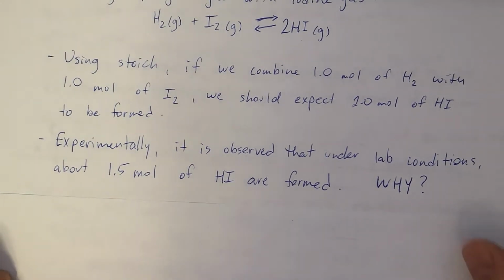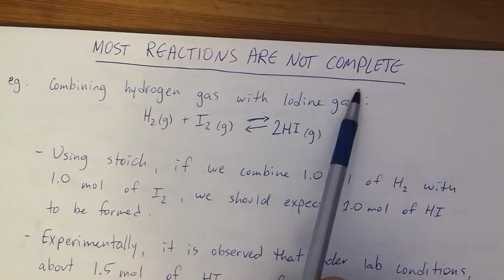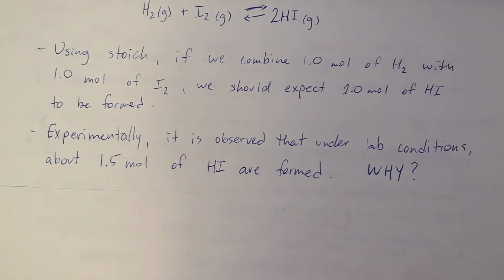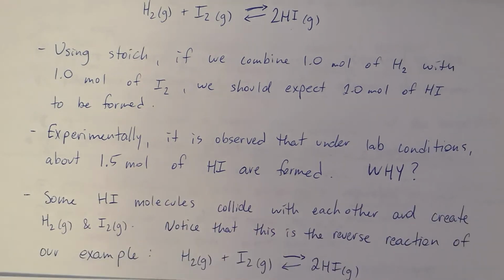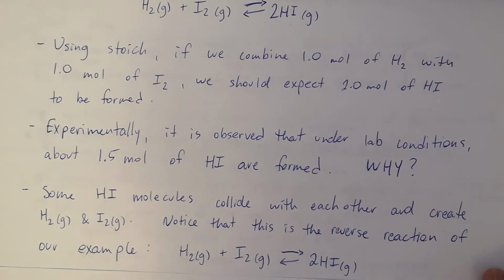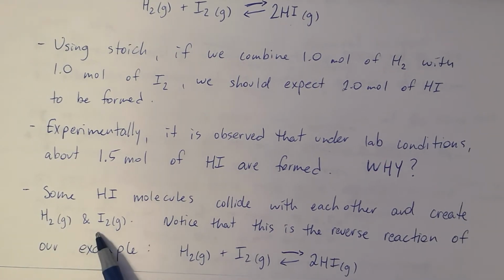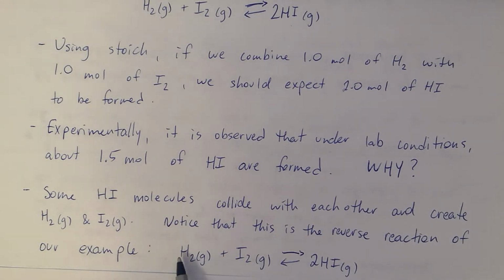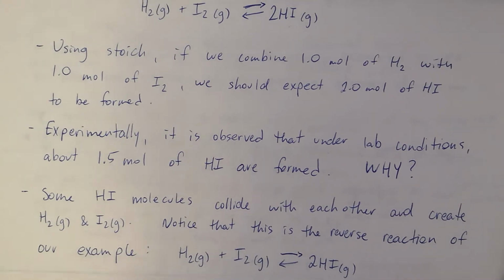Why is that? Well, it's because of this. In reality, not all the reactants become the products. Some hydrogen iodide molecules collide with each other and create H2 and I2. That's the reverse reaction of what we wrote down. So you can actually think 2HI turns into this. Because as this is happening, these 2 guys colliding to form these, eventually you get enough of these that they'll start bumping into each other to form this.